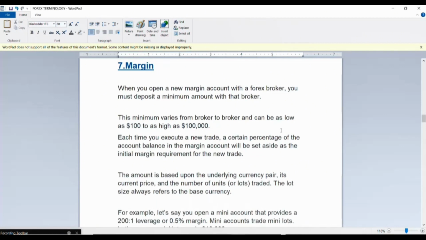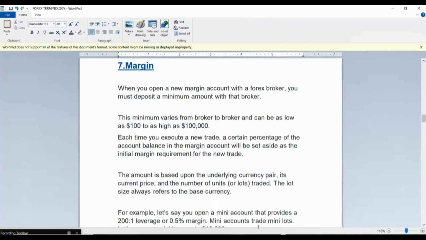If you have 100,000 units of currency and you want to buy Euro USD, your broker will tell you, you are going to give me 1% of your capital, and I will set aside for these trades you are going to take. Remember that the margin is not deducted from your account. Margin is just money that is set aside before you can take a trade. When you close that trade, this margin is going to be refunded into your account.